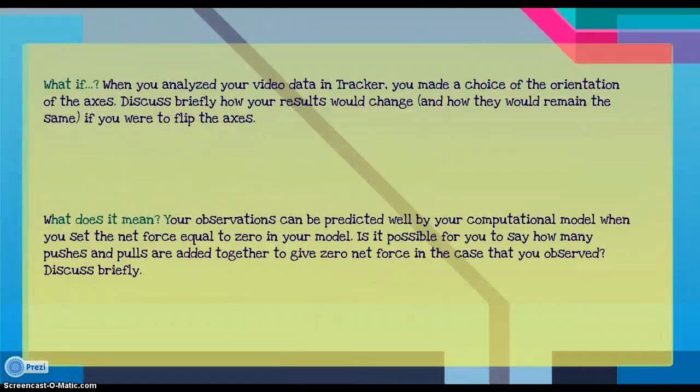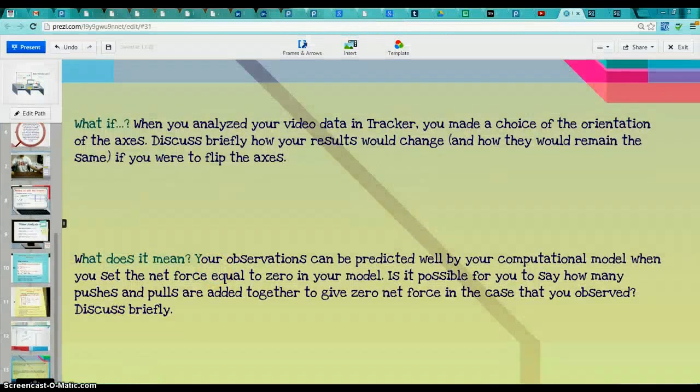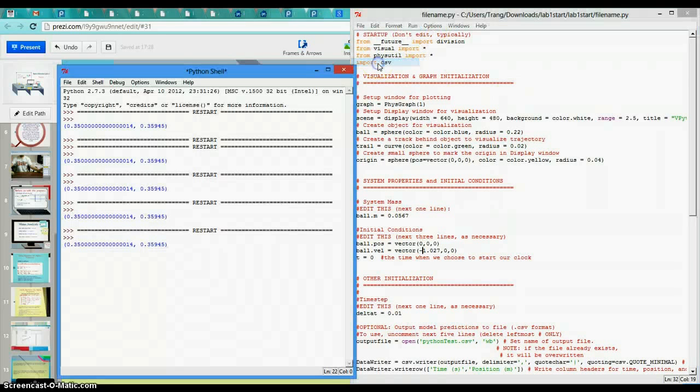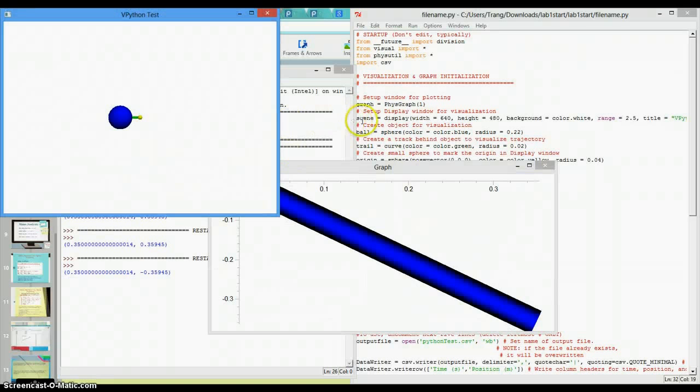So now the question: what if? If we had changed the orientation of the axis, then the ball would just travel in the opposite direction. I will show you now. If we change the velocity to travel in the negative x direction, it will just run in the opposite direction.